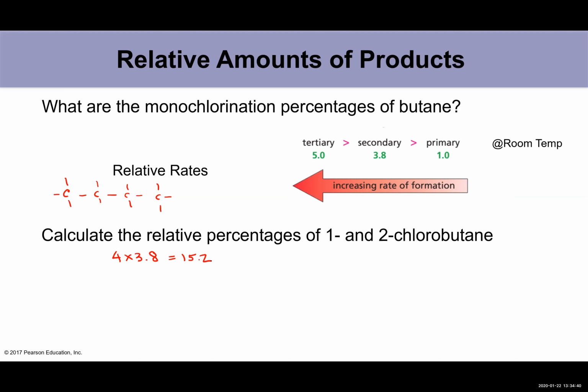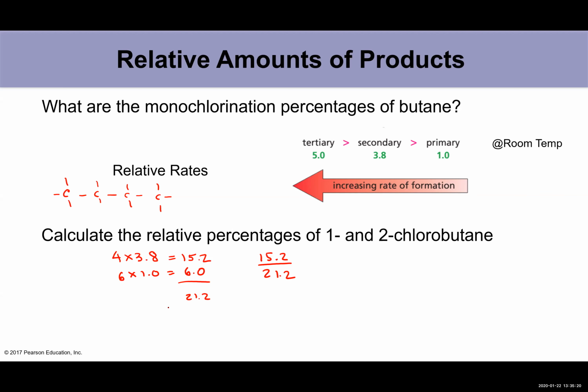And then the cumulative rate for all primaries would be 6 times 1. So that ends up being 6. So if you're thinking about cumulative rate, like for each position and how much faster it goes, right? There's 15.2 for secondary, and there's 6.0 for primaries. So to calculate the percentage of each product, you just calculate the percentage that 15.2 is of the total of these two numbers. If I add these up, that's the total rate, 21.2. I'll take 15.2 and divide it by 21.2.